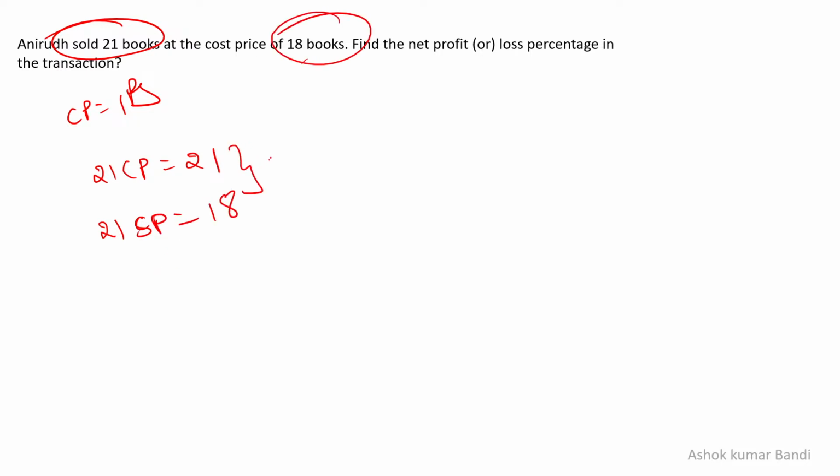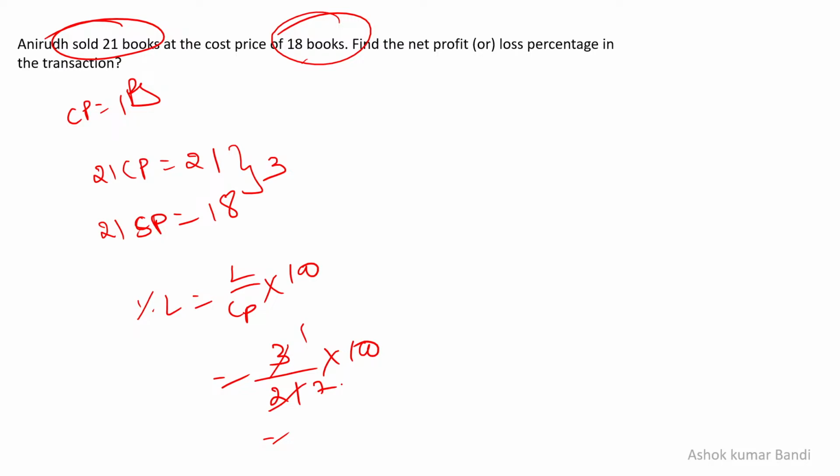That means there is a loss of 3 rupees. Loss percentage equals loss by CP into 100. So what is the loss here? 3 rupees over 21, into 100. So 3 by 21, that is 1 by 7. So 1 by 7 means 14.28 percent loss, which I told you in yesterday's class about percentage to fraction conversion.